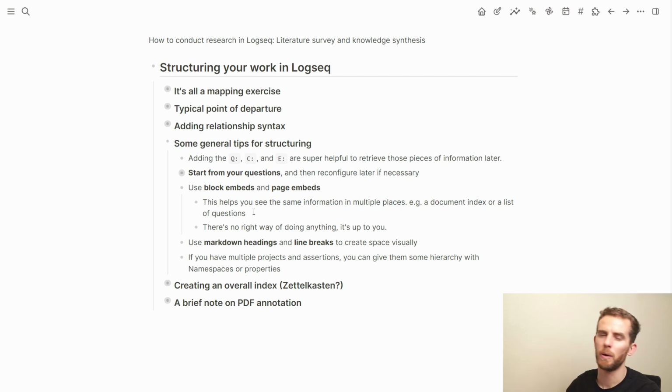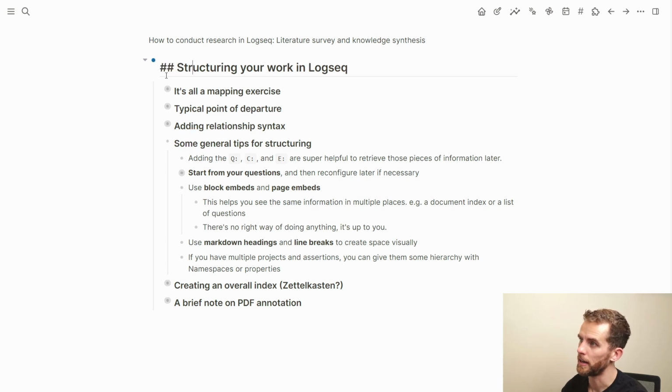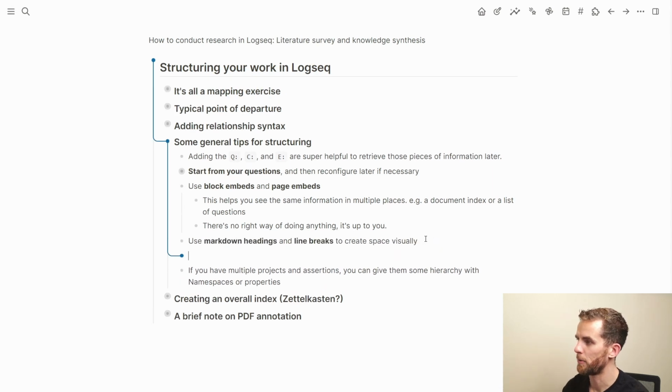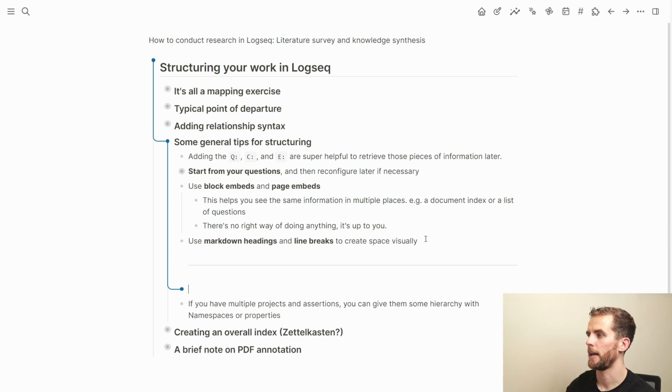As I say, there's no right way of doing anything. It's really up to you, but I found these to be quite beneficial. Another point there is using markdown headings and line breaks to create space visually. That's what I've done in these videos here, where I have a markdown heading level 2, and it automatically comes with an underline over there. But I can also add a line break just by typing dash dash dash enter, and that creates a little bit of visual space so that you can separate your thinking.